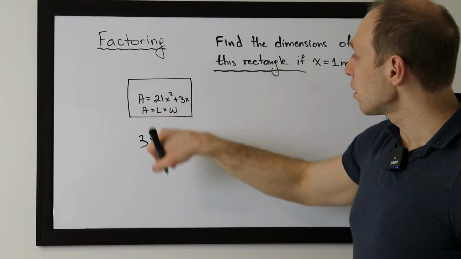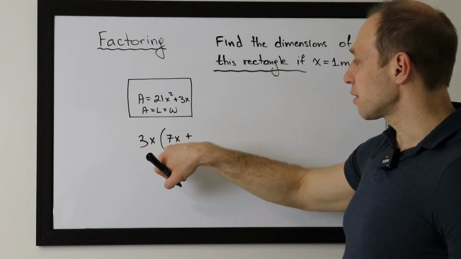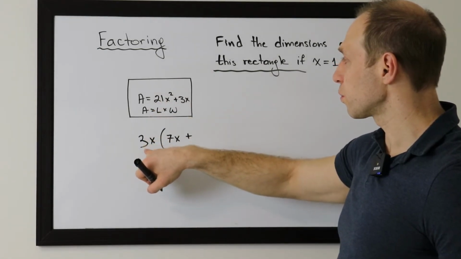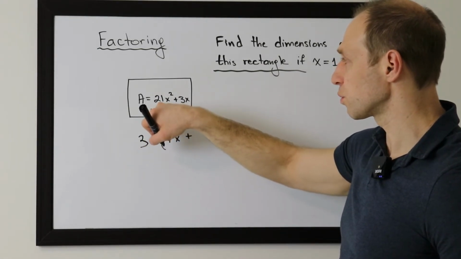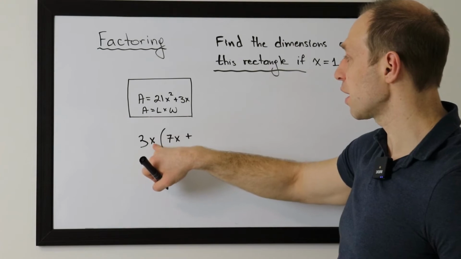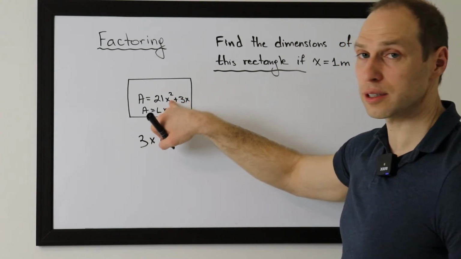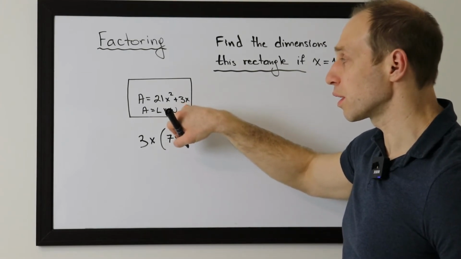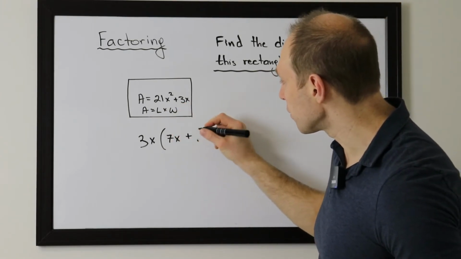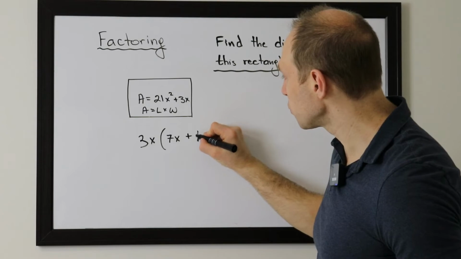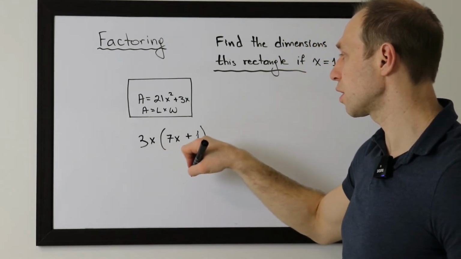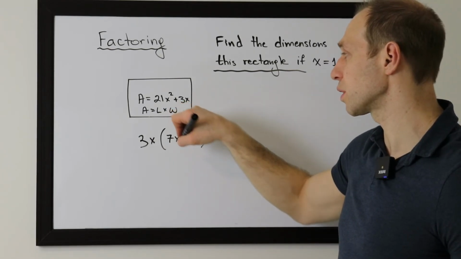So how did I get 7x? Well, 3x times what gives us 21x squared? So 3 times 7 gives us 21. And x times x would give us x squared. The question is, what do we put here in order to get 3x? And the answer is 1. Anything times 1 is that number. So 3x times 1 would give us 3x.